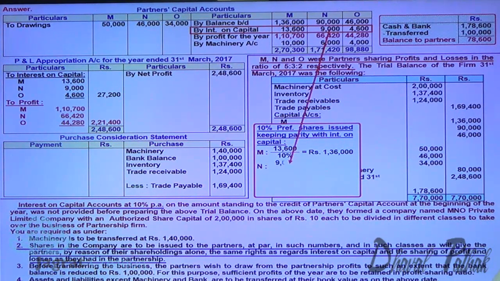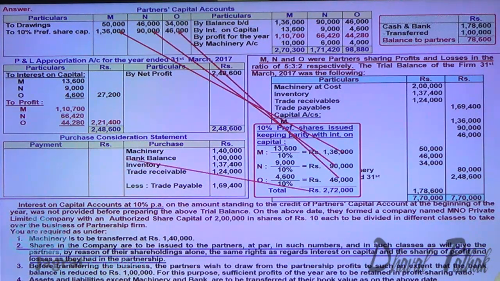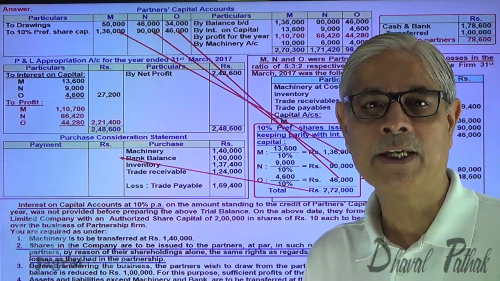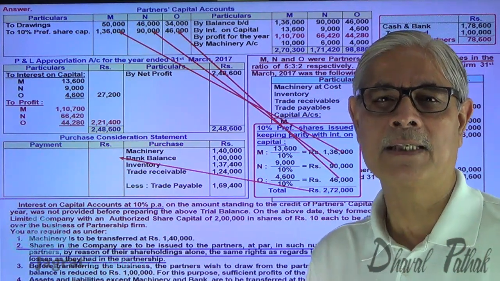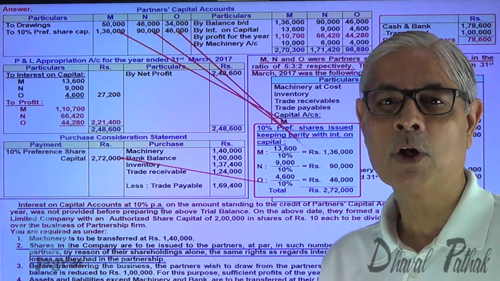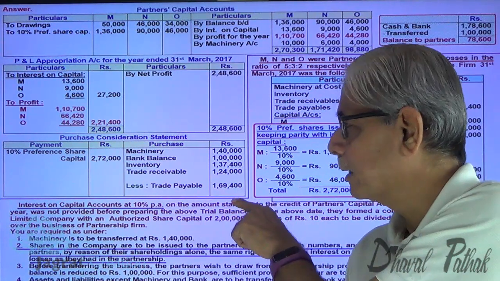In the same way, 9,000 interest is to be paid by a 10% dividend, so 90,000 of preference share capital is to be given, and to N, 4,600 divided by 10%, 46,000 is the amount of preference shares to be given. So these preference shares are given to the partners. The partners are the receivers, and these preference shares of 2,72,000 are received in exchange for the purchase price of the business. Now, how many equity shares are received? Total of assets minus liabilities gives us the purchase price.